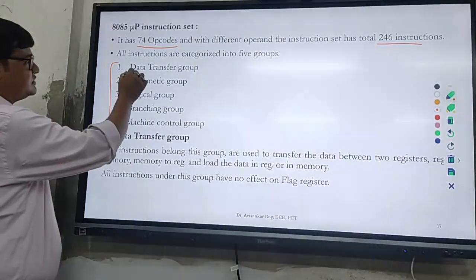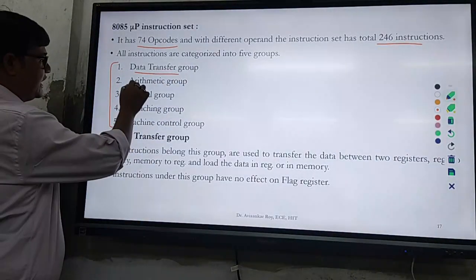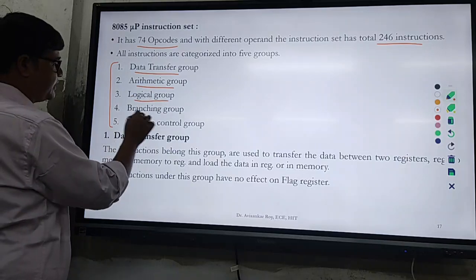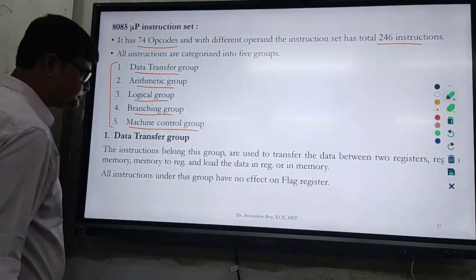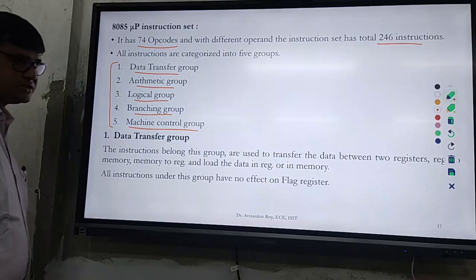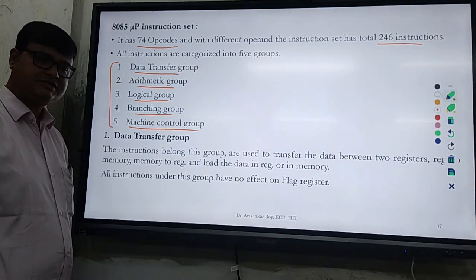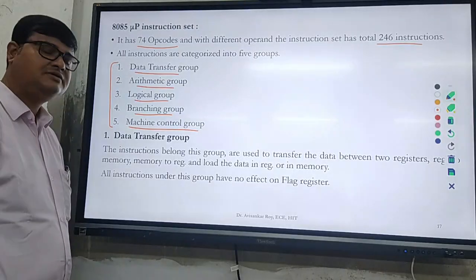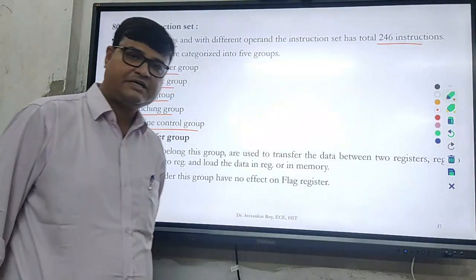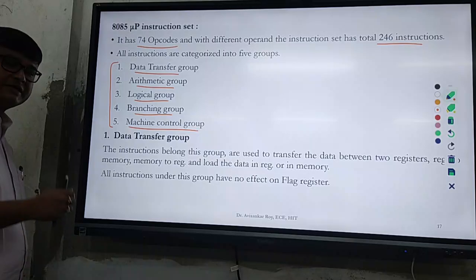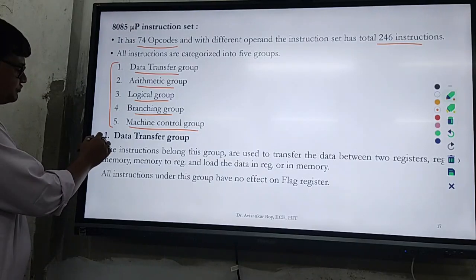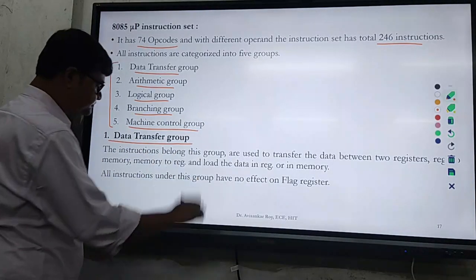The first is the data transfer group, then the arithmetic group, logical group, branching group, and the machine control group. Every group contains some set of instructions. One by one we will go through each segment and discuss the function of these instructions. Then we will go for some examples. Fine. So first is the data transfer group.